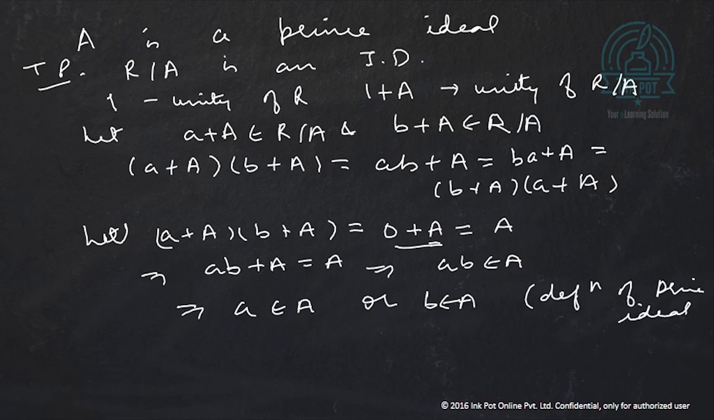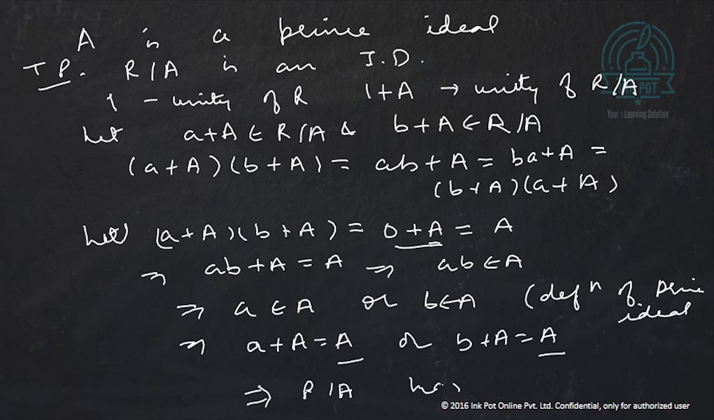So this means that either a plus A equals A or b plus A equals A. Now this is the zero of the quotient ring R by A, and hence if the product of two terms is 0 in R by A, one of them is 0, and hence R quotient A has no zero divisors, and so it is an integral domain.